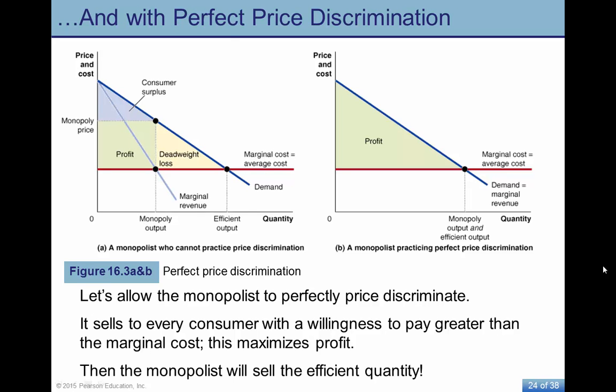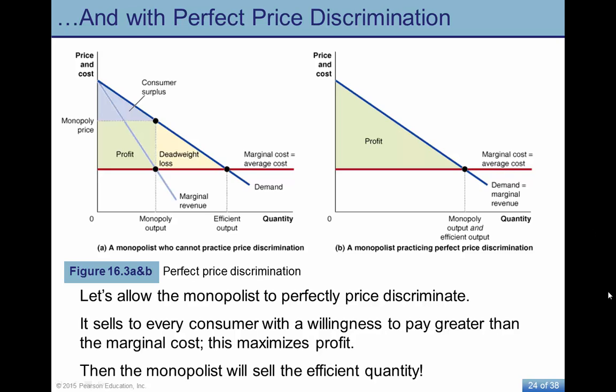Now, if this firm can do perfect price discrimination, look at the difference. Now with perfect price discrimination, look at the chart in panel B. This firm is charging a price exactly to the different customers according to their willingness to pay. So every customer pays the price according to his or her willingness to pay. And look at here, the whole triangle is the firm's profit. There is no consumer surplus left. There is no deadweight loss.